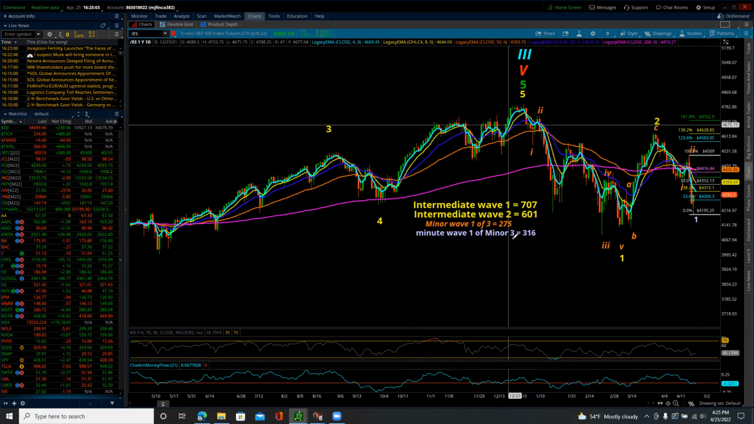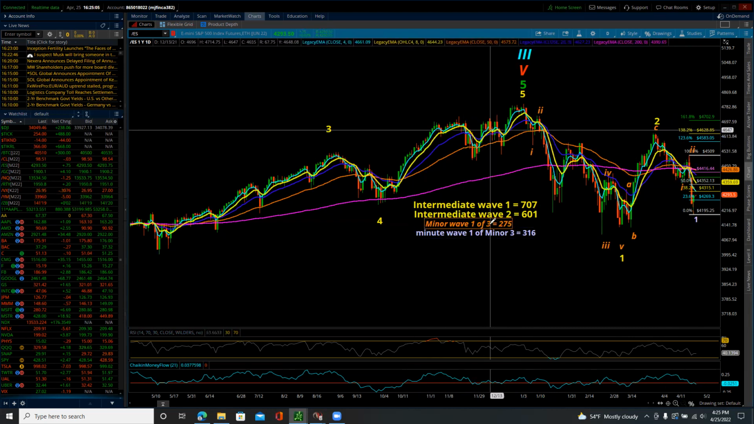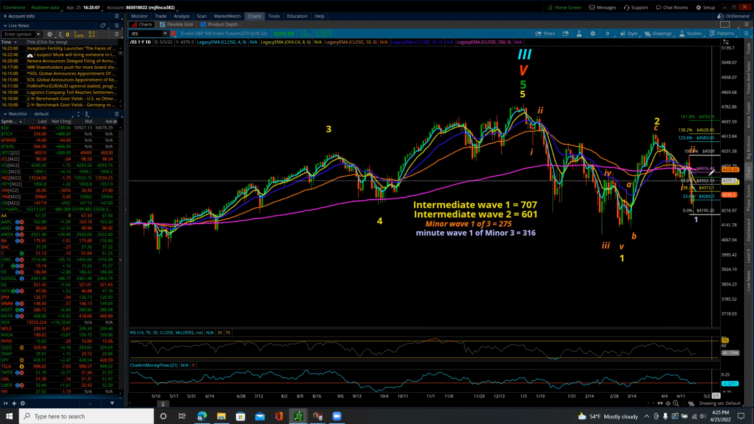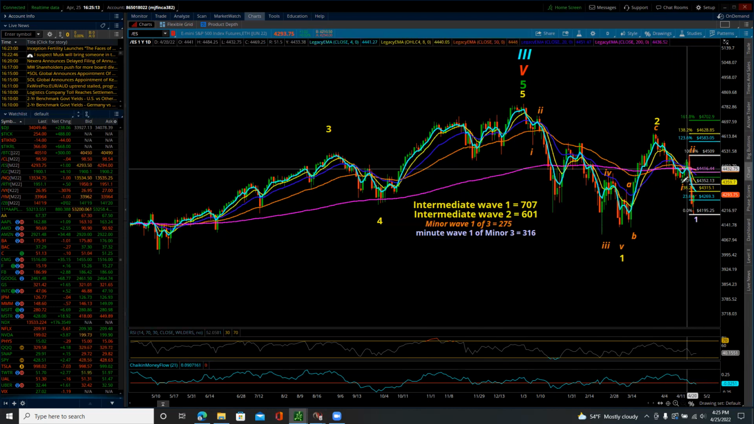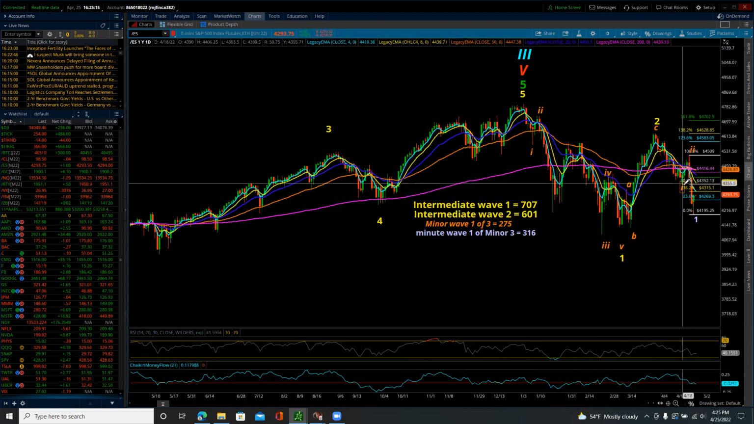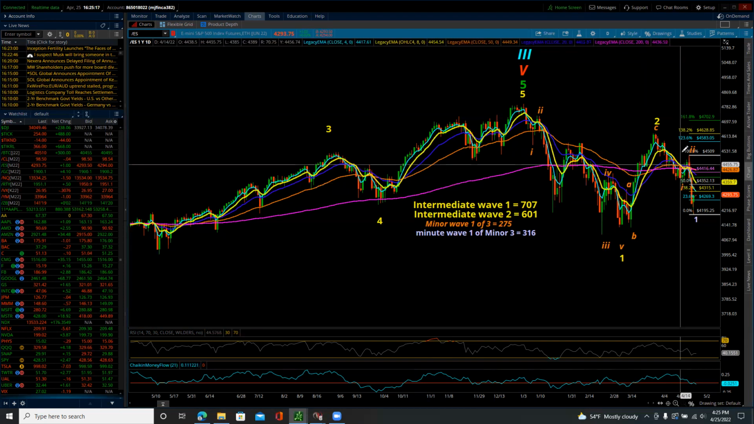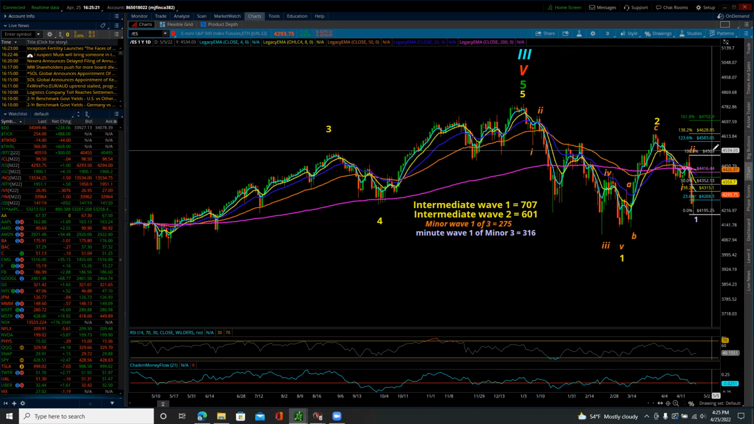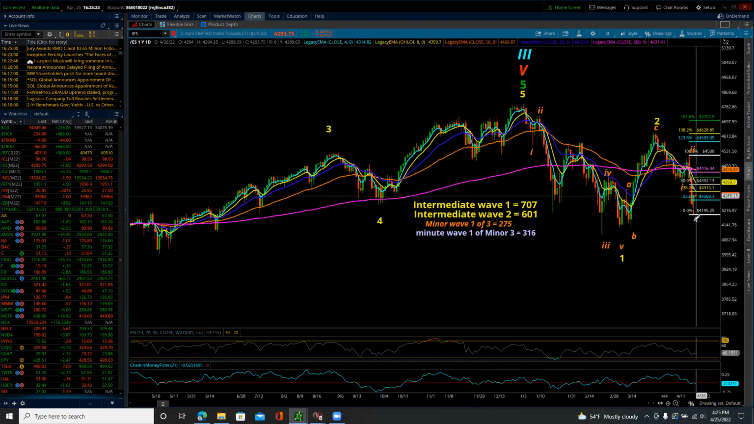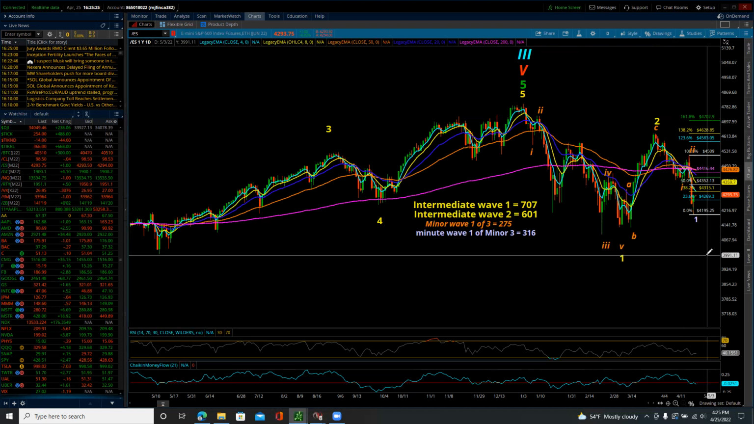Minute wave one of minor wave three is 316 points. So I know that the minute degree wave one is larger than the minor degree wave one, but it's because it's within a larger minor degree wave three. So it's subdividing and it's continuing to subdivide again.